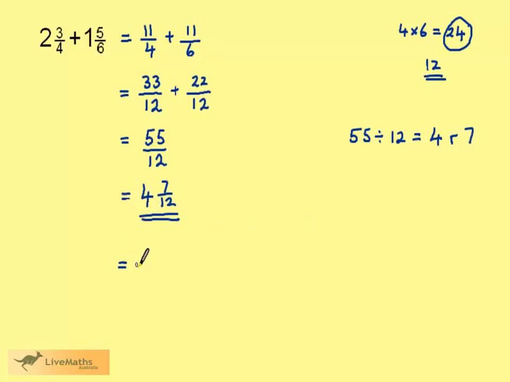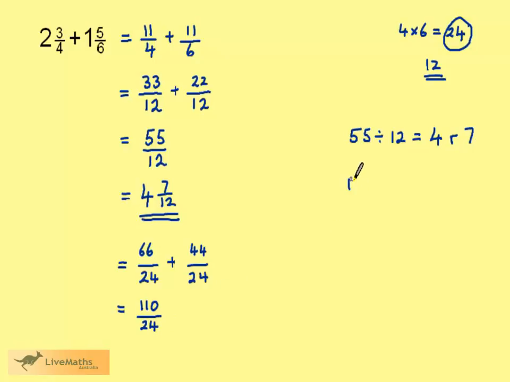If we take the fractions at the top and express them as equivalent fractions over 24, 4 times 6 is 24, so 11 times 6 is 66. 4 times 6 is 24, 4 11s are 44. So we have 110 over 24.